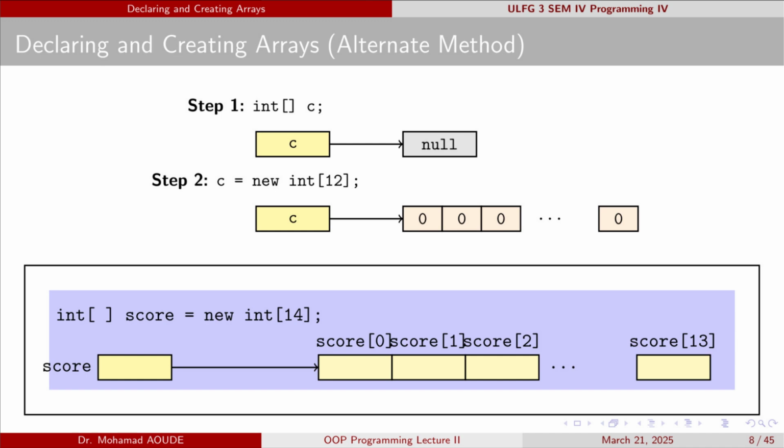This slide shows what happens visually. After the first step, the array variable points to nothing. It's null. After instantiation, it points to a block of memory where each element is set to 0. Understanding this model helps you debug array issues later.